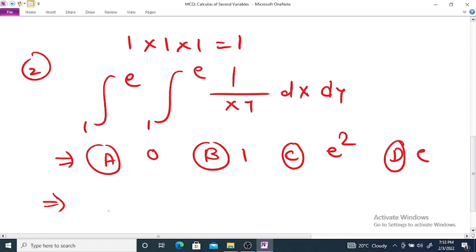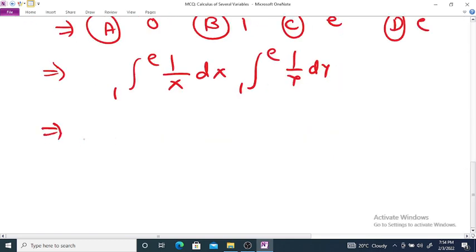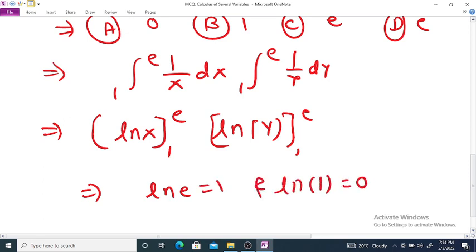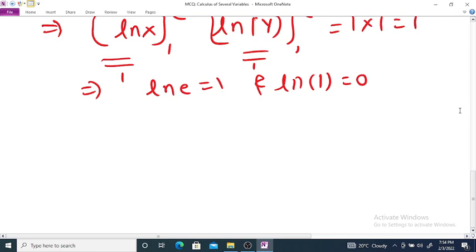All the limits of x and y are constant here, so we can write this as the integration from 1 to e of 1 by x dx and from 1 to e of 1 by y dy, by using Fubini's first theorem. This is equal to ln x from 1 to e into ln y from 1 to e. Here ln e is 1 and ln 1 is 0, so the value of each term is 1, and it is 1 into 1 equal to 1. So the correct option is option number B.